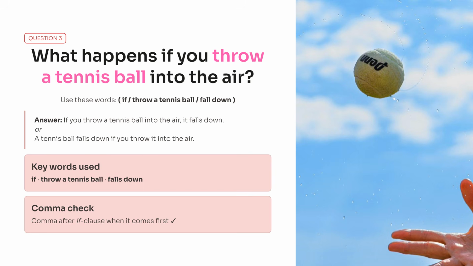Look at question 3. What happens if you throw a tennis ball into the air? Using the clue words if, throw a tennis ball, and fall down, our answer is if you throw a tennis ball into the air, it falls down. Or a tennis ball falls down if you throw it into the air. Remember to check your comma when the if clause comes first.